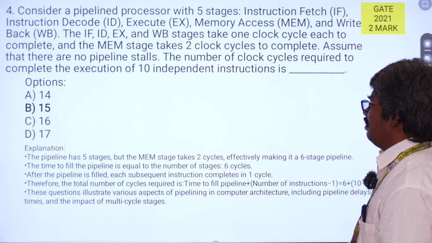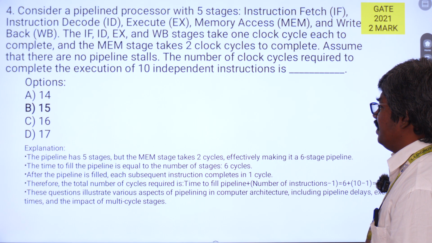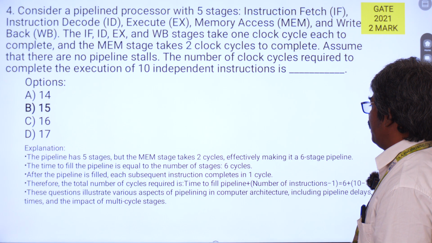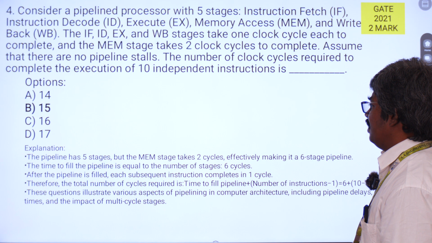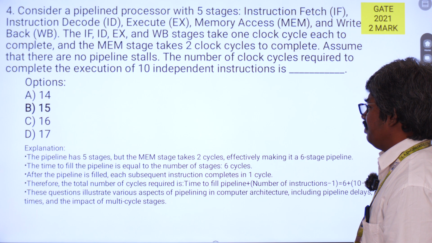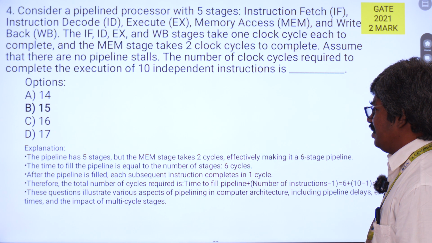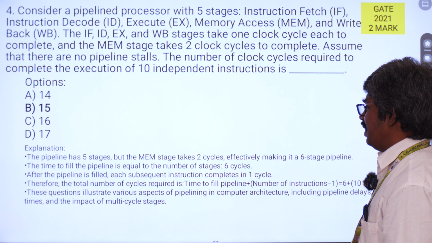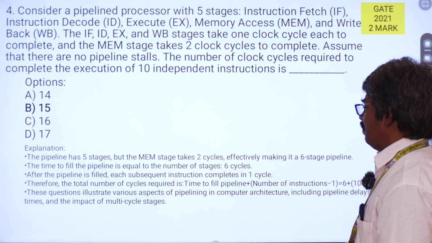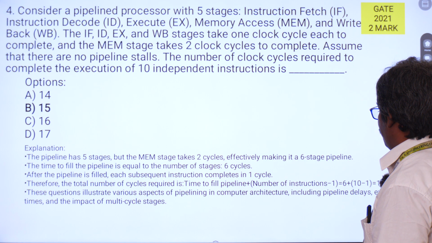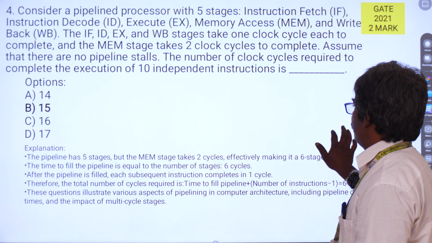That is 15. Since the pipeline has 5 stages but the memory stage takes 2 cycles, making a 6-stage pipeline, the time to fill the pipeline is equal to the number of stages, that is 6 cycles. After the pipeline is filled, each subsequent instruction completes in 1 cycle. Therefore the total number of cycles required is the time to fill the pipeline plus the number of instructions minus 1, that is 6 plus 10 minus 1, which is 15 cycles.